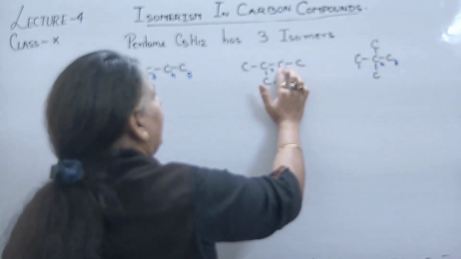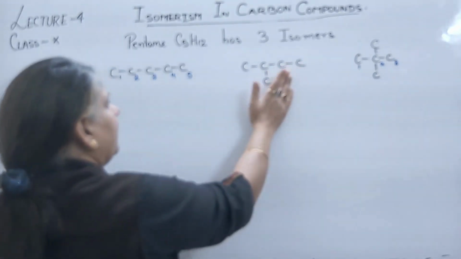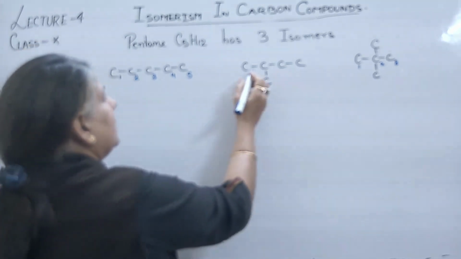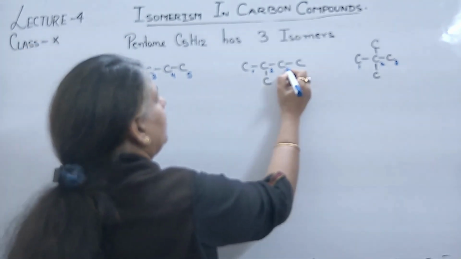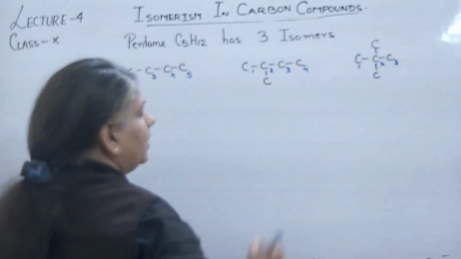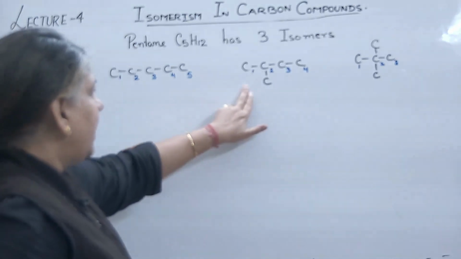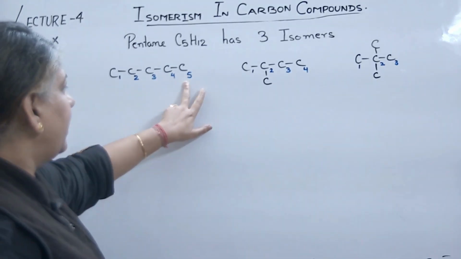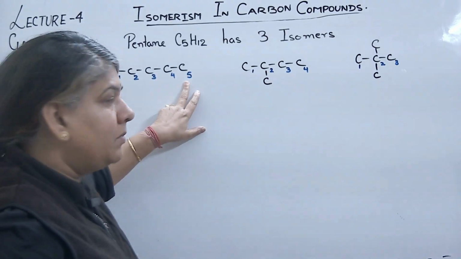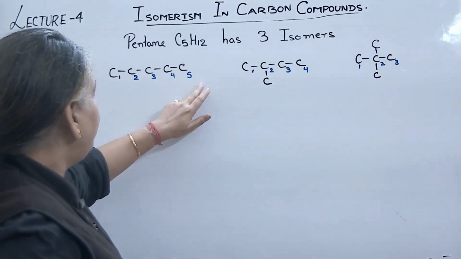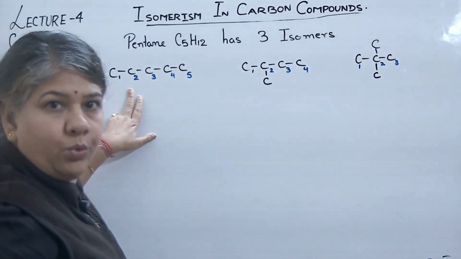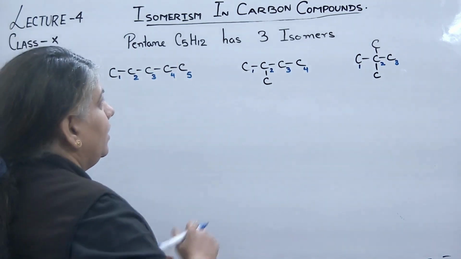So best is, let's select the straight one first. Here, 1, 2, 3, 4. So this is the carbon skeleton that we have drawn. So in case of branching, you assume that this fifth carbon atom, you break the bond and place it at carbon number 2. Okay.